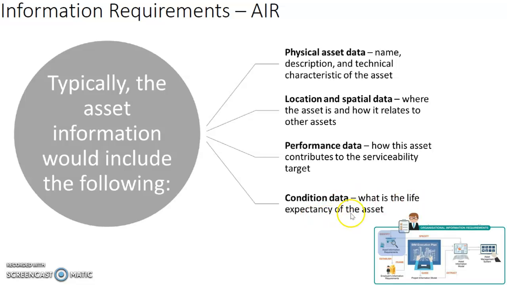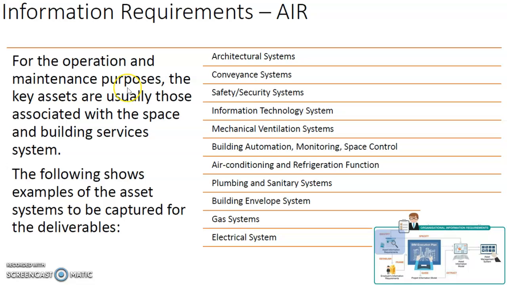For operation and maintenance purposes, the key assets are usually those associated with space and building services systems. The following list shows you some examples of the asset systems that can be captured as deliverables: architectural system, conveyance system, safety and security system, information technology system, mechanical ventilation system, building automation, monitoring and space control system, air conditioning, refrigeration function, plumbing, sanitary system, building envelope system, gas and electrical systems.